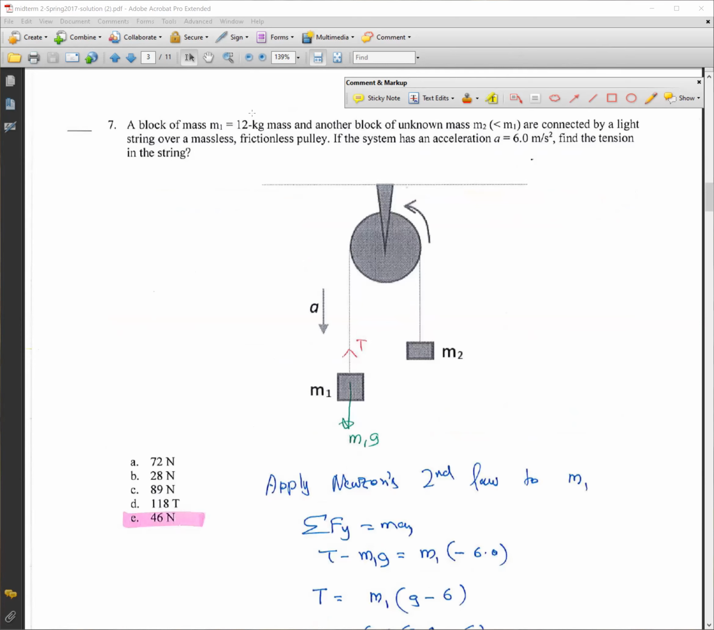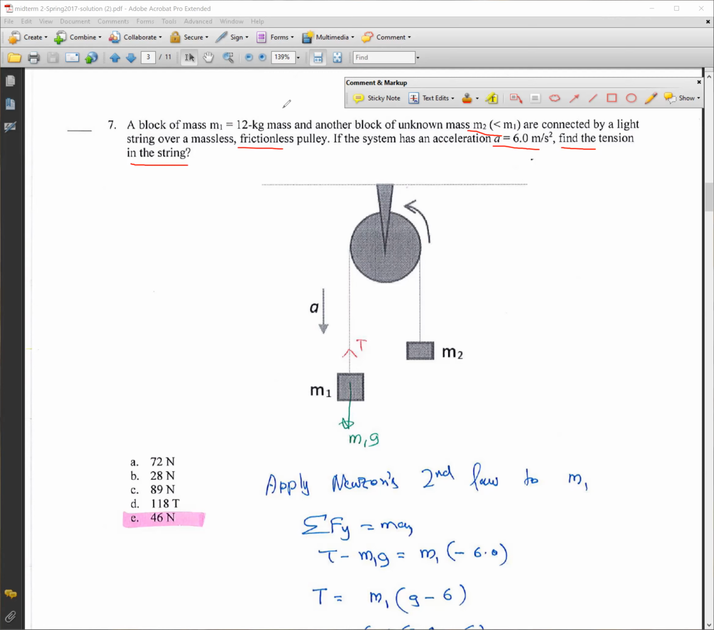We have the following: a block of mass M1, 12 kilograms, and another block of unknown mass, M2, and we're assuming that M2 is less than M1, connected by a light string over a massless frictionless pulley. Now, if the system has an acceleration of 6 meters per second squared, find the tension in the string. Here, what we need to do is apply Newton's second law on either side that will give us a direct indication about the tension.